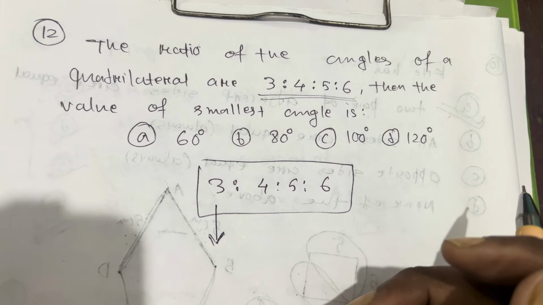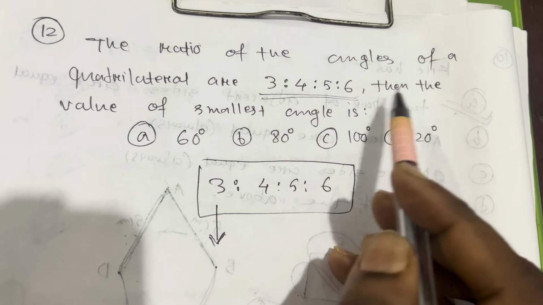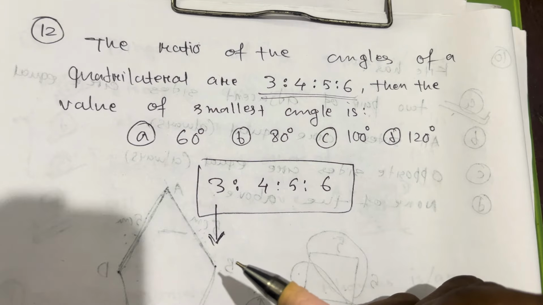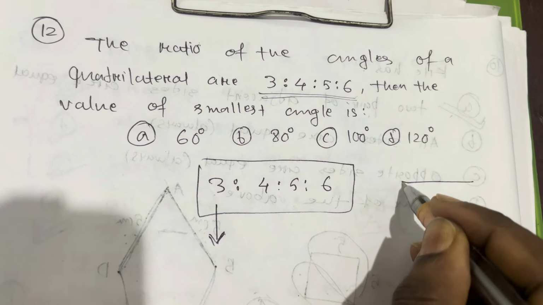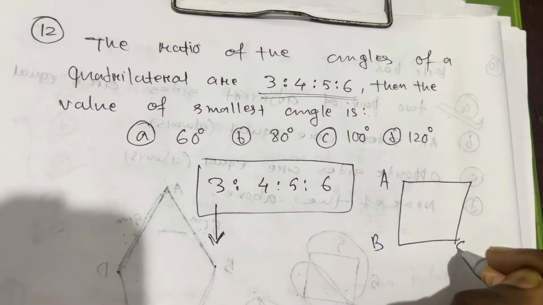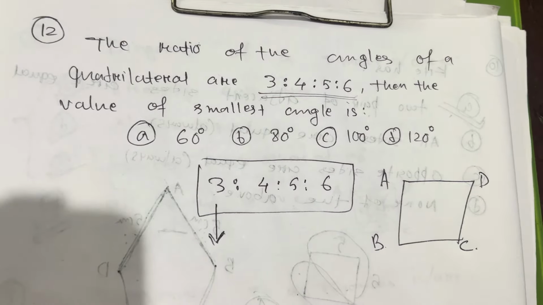Okay, question number 12. The ratio of the angles of a quadrilateral is 3:4:5:6. Then find the value of the smallest angle. So the ratio of the angles of a quadrilateral. Suppose ABCD is a quadrilateral, and the ratio of the angles A is to B is to C is to D is what?